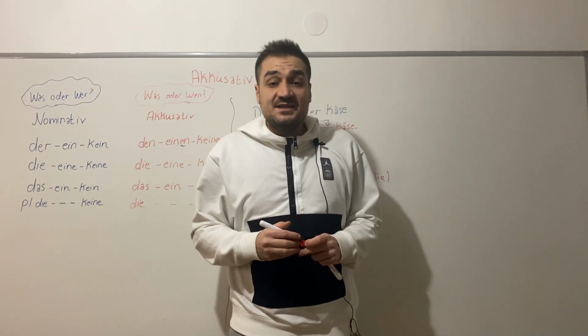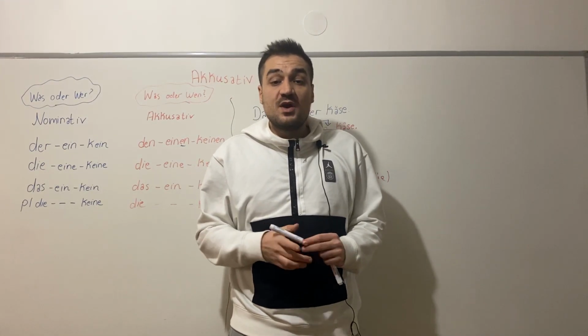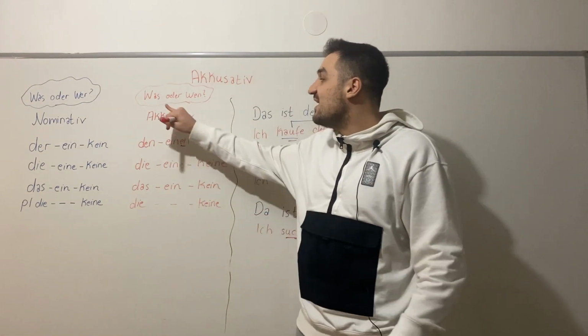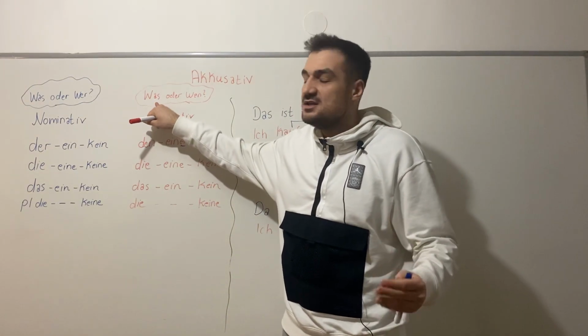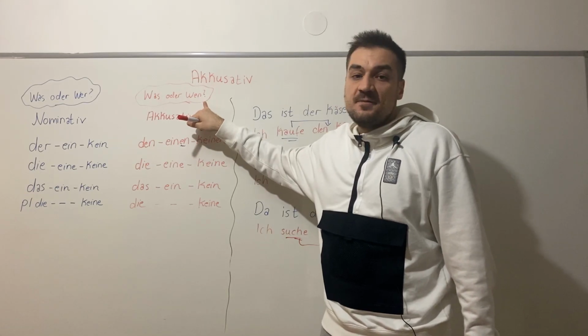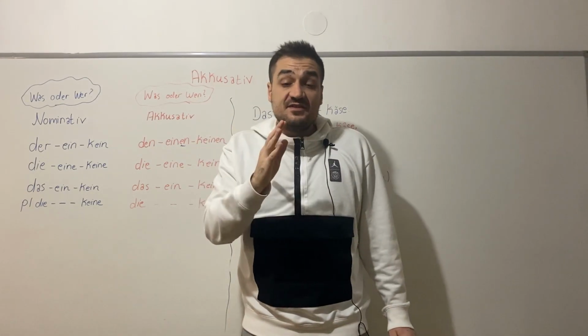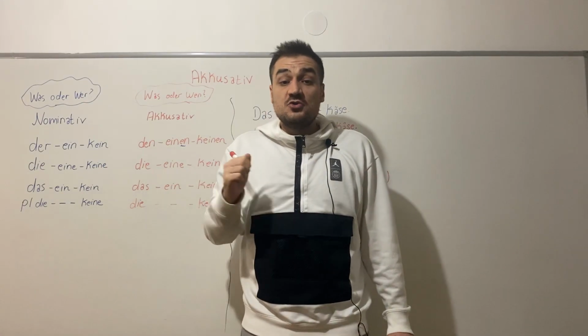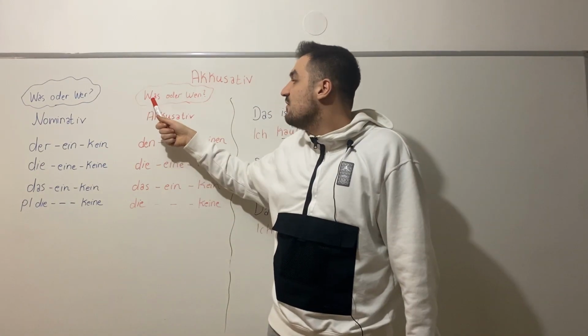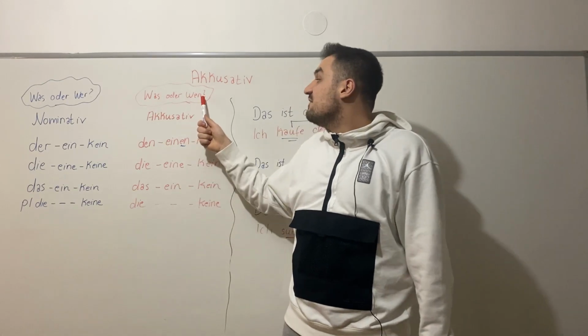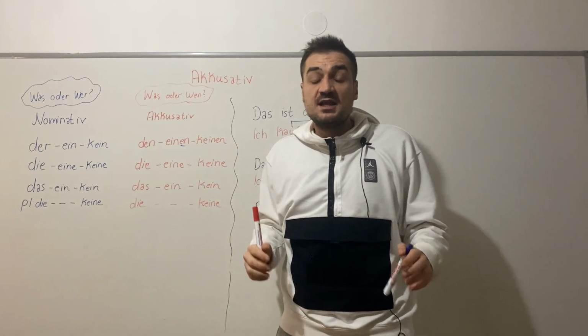The third thing that is important here is the W questions. You can find the accusative object when you're asking with was, this means what, and with wen. Wen means who. And when you want to find the accusative object, you must ask was for things and wen for persons. Let us try it.